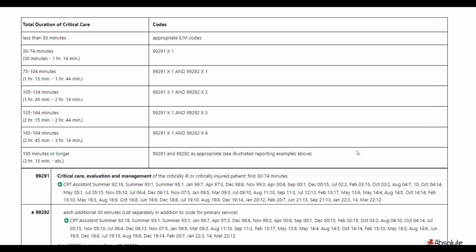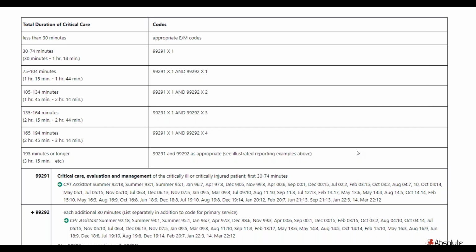When the total critical care service time given is less than 30 minutes, we are not going to assign any critical care codes. We're going to give appropriate E&M codes for them. And when the total critical care has been given for a time between 30 to 74 minutes, that is 1 hour 14 minutes, the critical care code is going to be 99291 times 1.